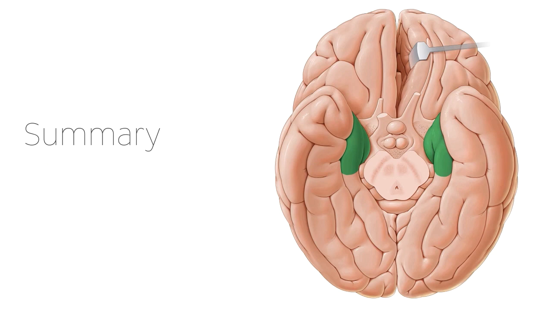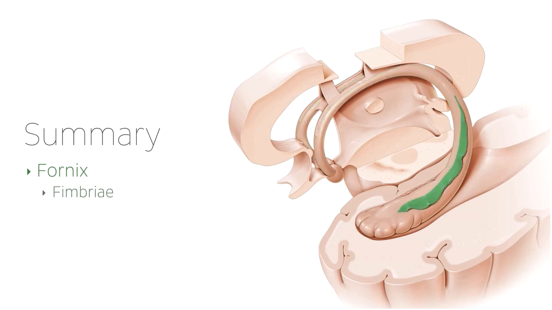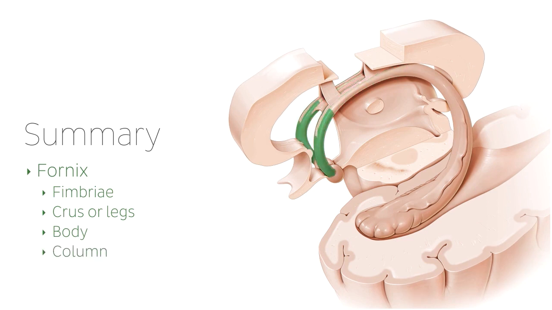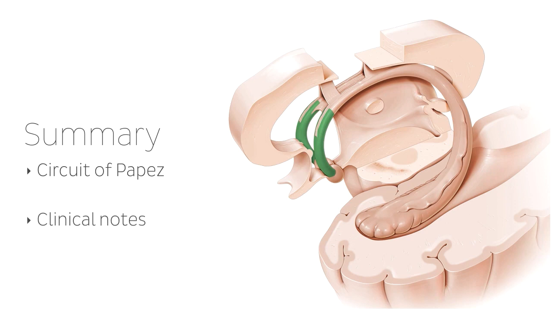We also talked about the fornix, which is a bilateral structure consisting of nerve fibers and also has 4 components, including the fimbria, which is a band of white matter, the crura of the fornix, otherwise known as the legs of the fornix, the body of the fornix, a continuation of the crura, and the column of the fornix, which approach ipsilateral mammillary bodies. If you remember, the circuit of Papez is a neural circuit involving the hippocampus and the limbic system, and in the clinical notes we talked about the dysfunctions of the circuit of Papez, which often result in amnesia or memory impairment.